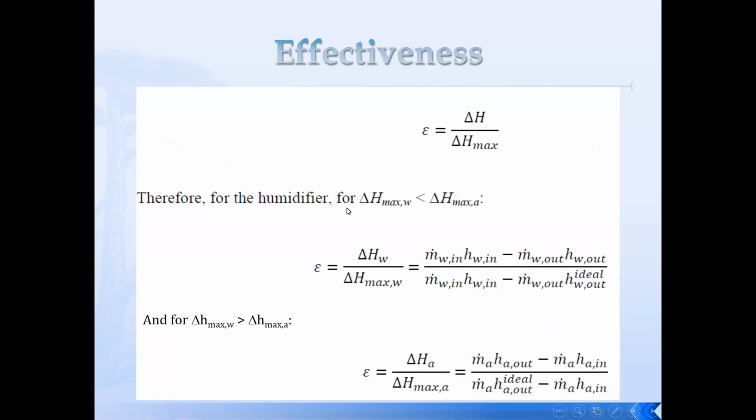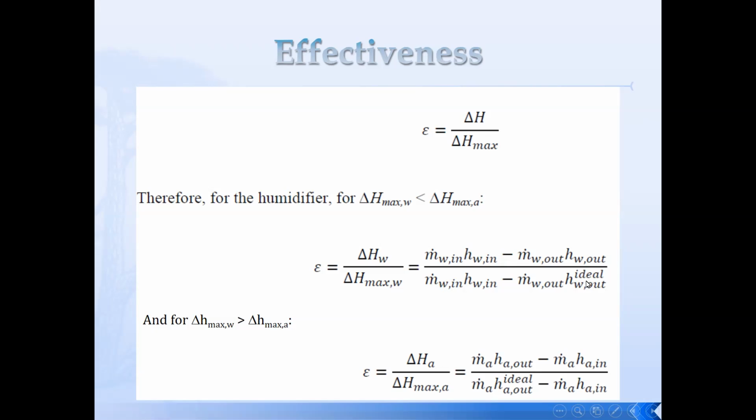This is the expression of the effectiveness. If you are talking about the humidifier, it is delta H of the water divided by the maximum delta H, which is m dot water in, H water in, minus m dot water out, which is the mass flow rate of the brine, H water out, over m dot water in, H water in. This is the inlet, minus the ideal case of water out.